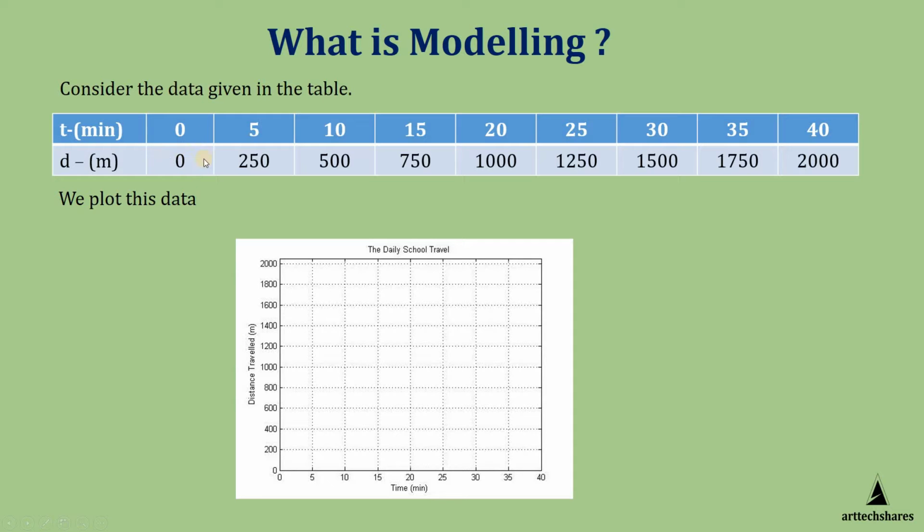Now we have to choose the points: 0, 0 and 5, 250 here, and 10, 500 and 15, 20, 25, 30, 35, 40. So by connecting these points, we will get a line. It is a straight line. In other words, the plot of T and D is a straight line.